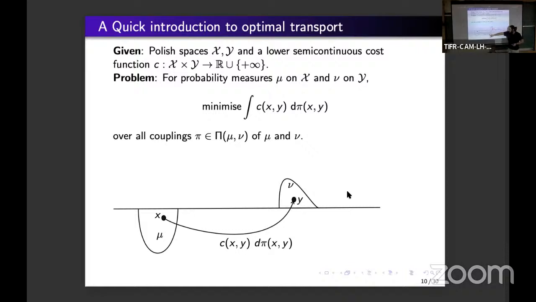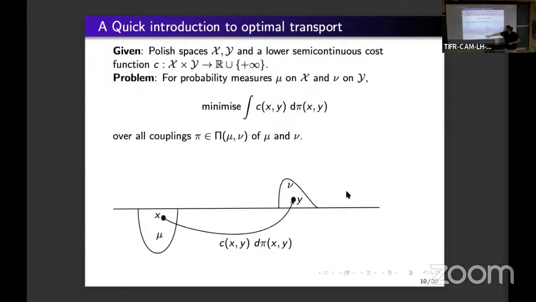And d pi(x, y), the coupling, tells me the amount of sand I want to pick up from x and drop at y. So this is an infinitesimal amount because these measures are not discrete and so on. So I pick up some sand and I put it at y. And the cost for this movement is c(x, y). So I want to minimize the total cost.